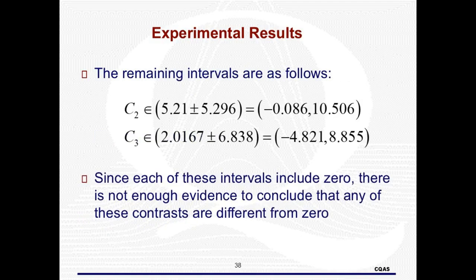After calculating the remaining intervals, we interpret them exactly as we would ordinary confidence intervals. The key question is whether 0 is contained in the interval. Notice that every interval includes 0. Because 0 remains a plausible value for every contrast, we do not have sufficient evidence to conclude that any of these contrasts differ significantly from 0. This illustrates how multiple comparison adjustments often lead to more conservative conclusions.